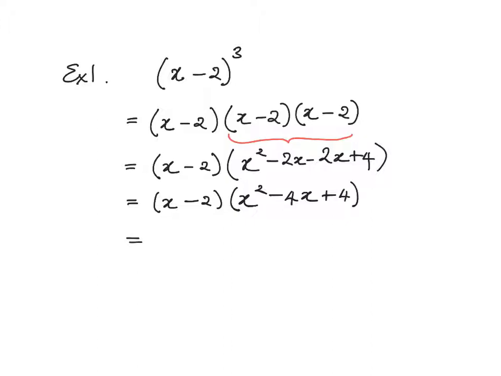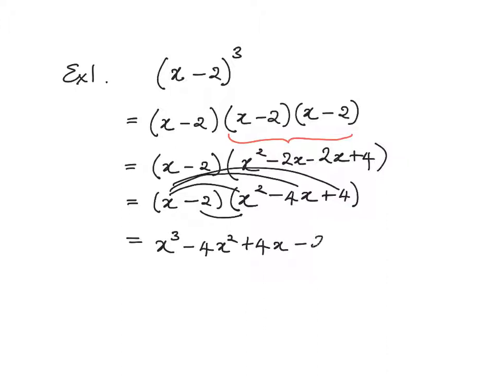You've been in this position before, you've already had to expand two brackets, the second of which had 3 terms. So we've got x cubed and then minus 4x squared and plus 4x minus 2x squared plus 8x, and then minus 2 times 4 is minus 8.